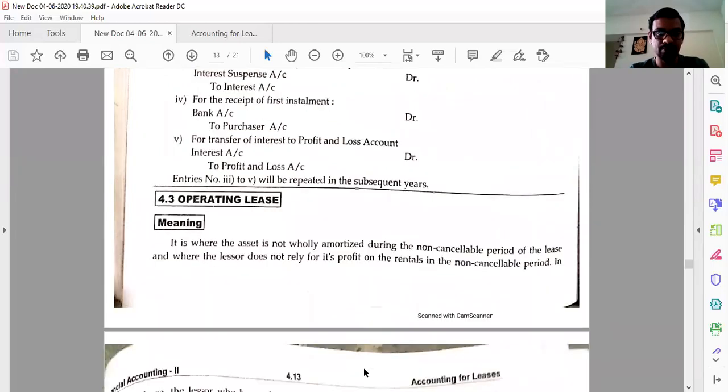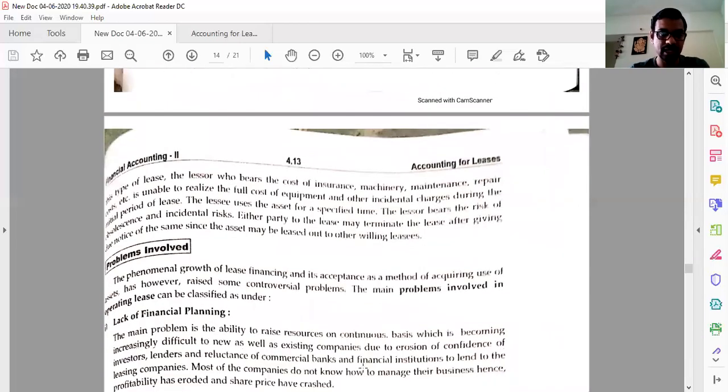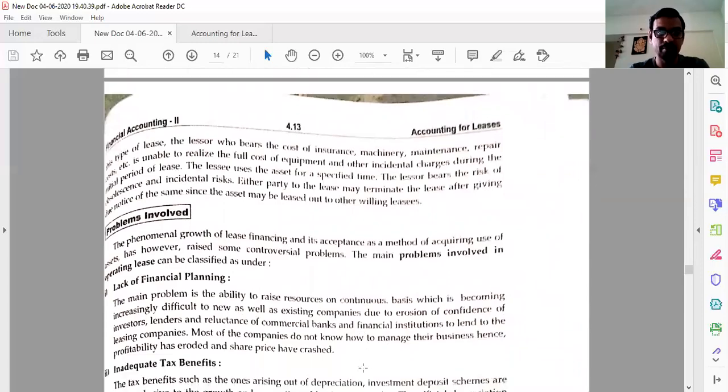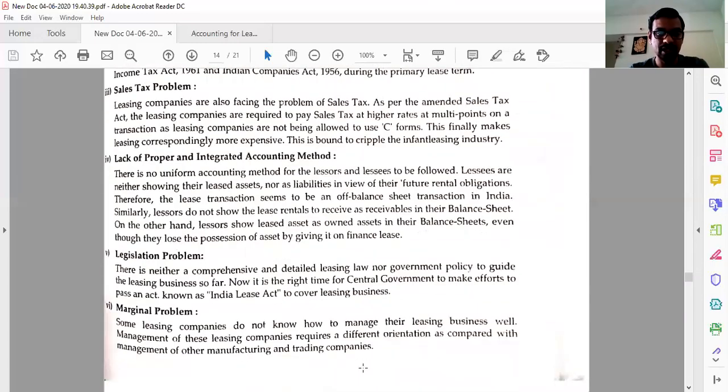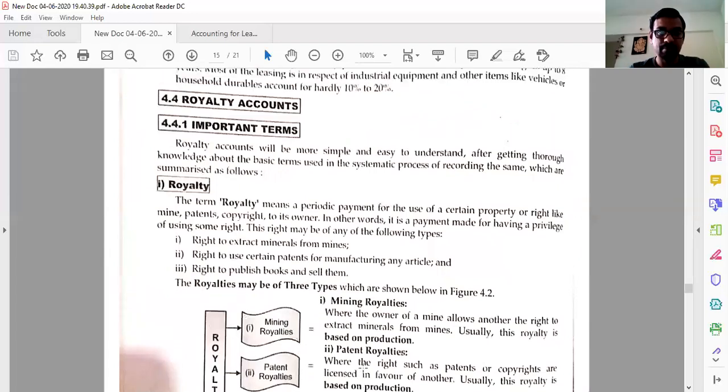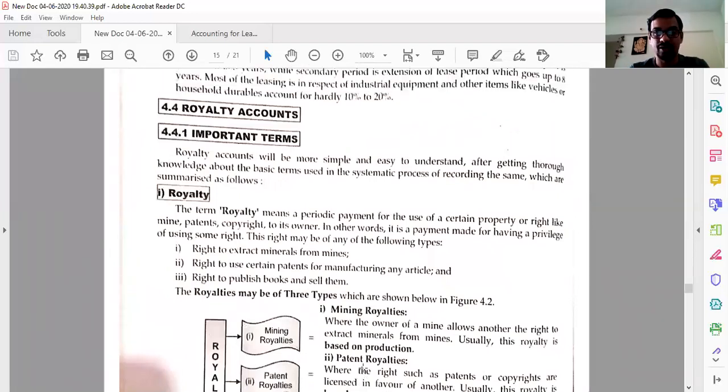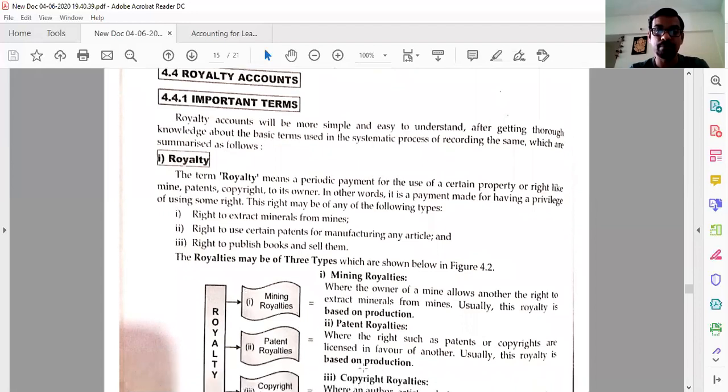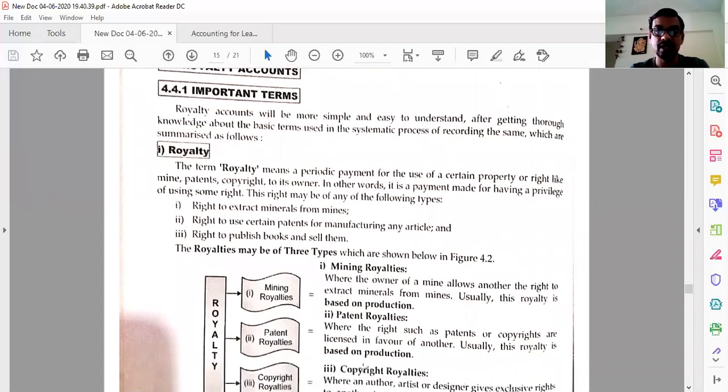Okay. Now the next type of lease is the operating lease. Already we have discussed the meaning of the operating lease. Now under the operating lease, the concept that comes is called the royalty accounts. Okay, now royalty accounts. What is in that? First of all, what is the meaning of royalty? The term royalty means a periodic payment for the use of a certain property or right, like mine, patent, copyright, to its owner. In other words, it is a payment made for having a privilege of using some right.